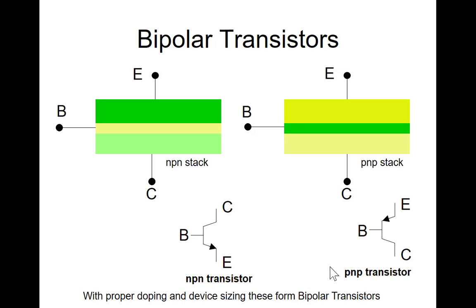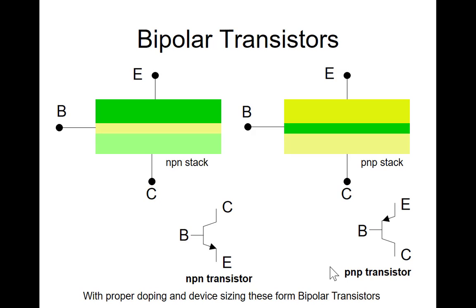Let's look at a bipolar transistor. A bipolar transistor is typically a stacked region of NPN material or PNP material. So on the left, I have an NPN stack, and on the right, I have a PNP stack. I intentionally have one side more heavily doped than the other side. We're going to connect electrodes to those three regions.